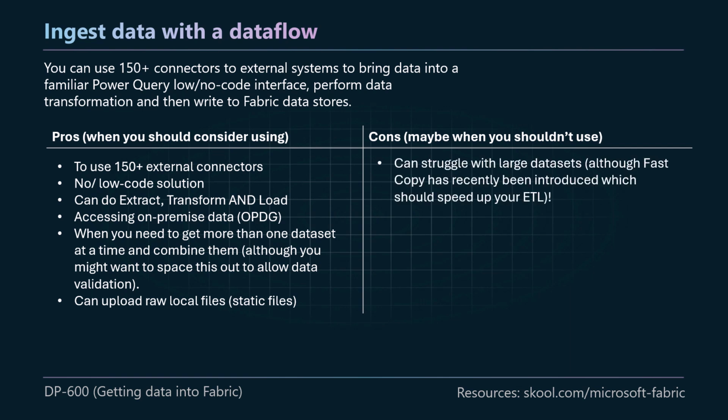So maybe when you shouldn't be using this, well, traditionally, they've been struggling with large data sets, but there's been a number of features released to try and speed that up. So recently they released fast copy. So that's one feature that they released to try and speed up data flows. Now the data flow uses the same backend infrastructure that the data pipeline uses in the copy data activity. So the performance between these two should now be a lot more similar.